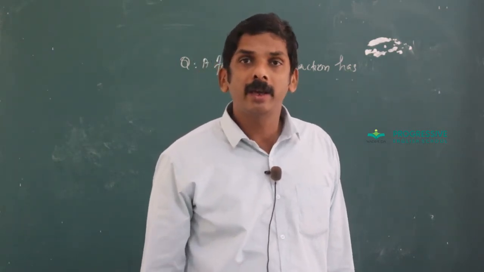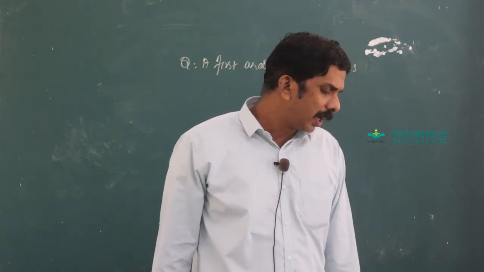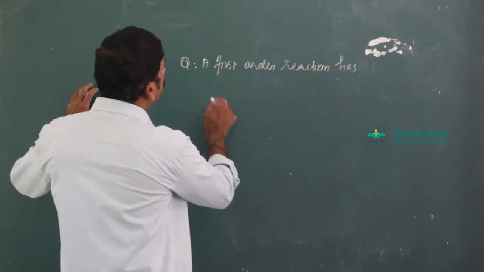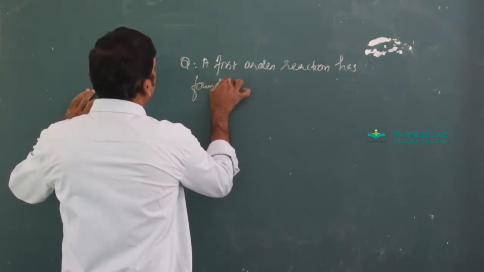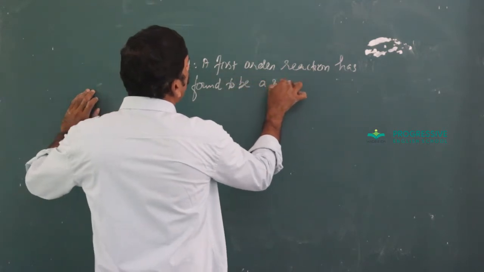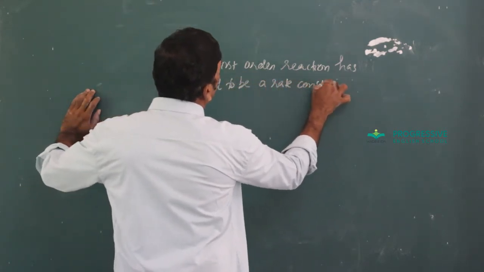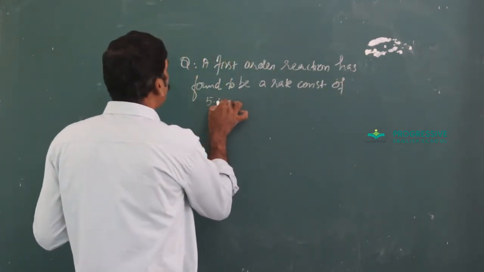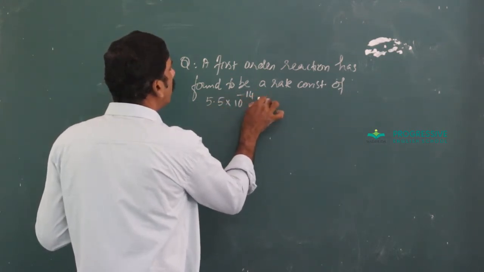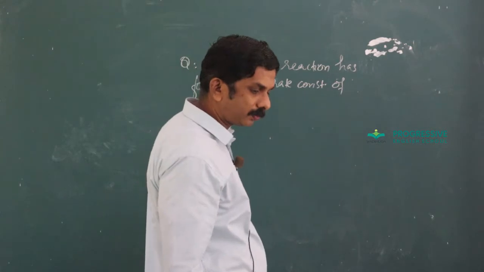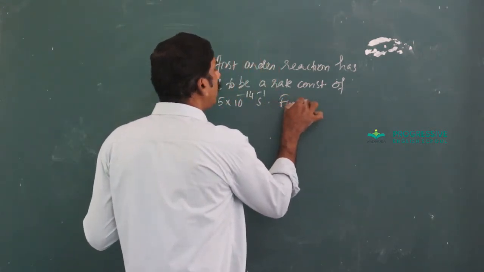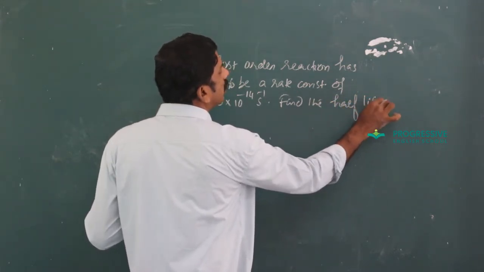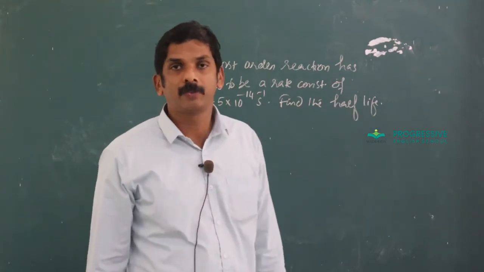as the integrated equations. That is, a first order reaction has been found to have a rate constant of 5.5 into 10 raised to minus 14 second inverse. Then find the half-life of that reaction.